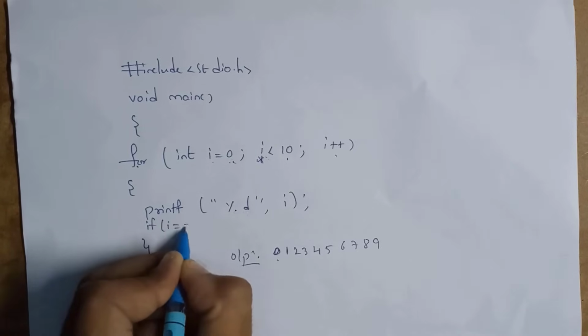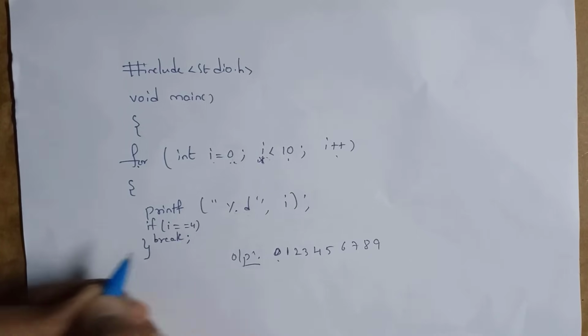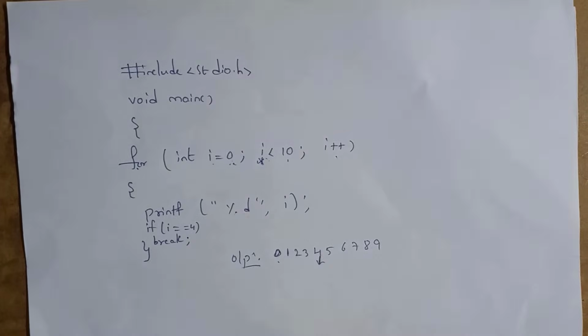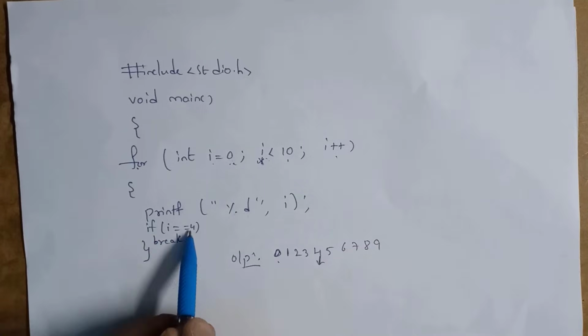If i equal to 4, break, and you need to give a semicolon for break. That means if I get the value of i as 4, then I want to break this loop. This is the meaning of this: if i equal to 4, break.